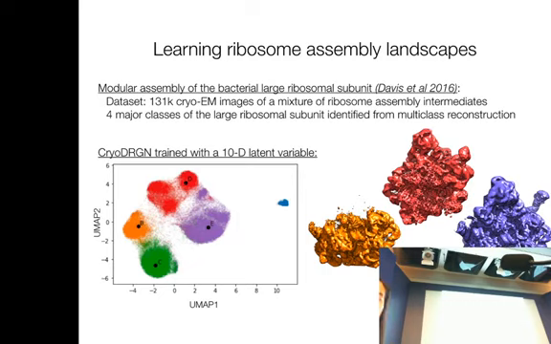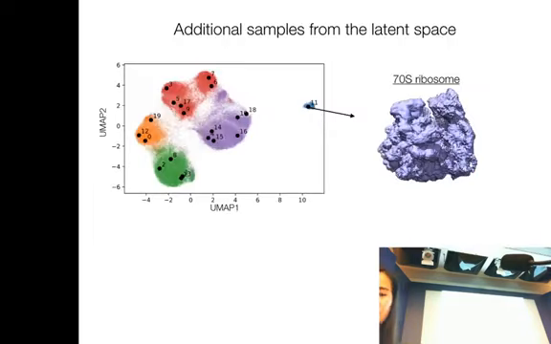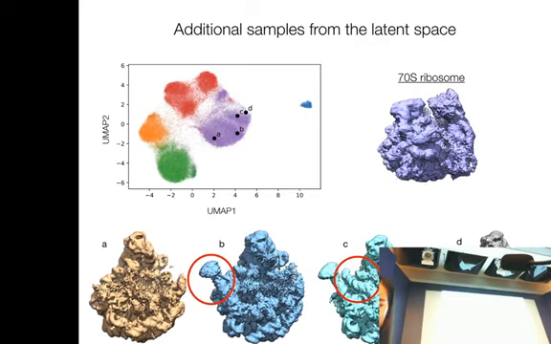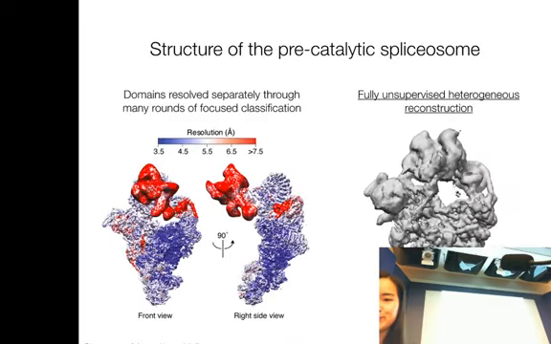And here are the structures generated at these points at the cluster centers, and the resolutions of these structures match the resolution of the publication. We can also sample additional volumes from the latent space. This blue cluster all the way on the right actually corresponds to an impurity during the sample preparation, which is a 70S ribosome, and so this comes out automatically in our reconstruction method. And here are just 4 additional structures sampled from this particular purple cluster, showing the heterogeneity which corresponds to the known intermediate states for the ribosome during assembly.